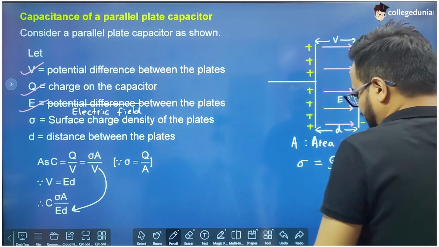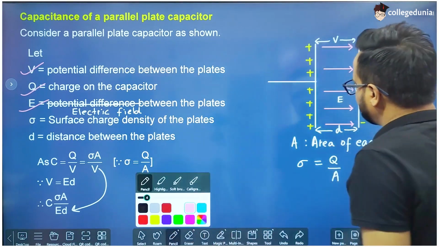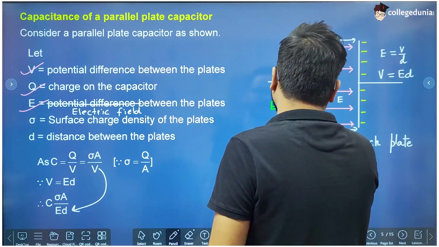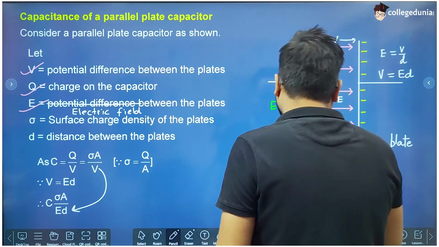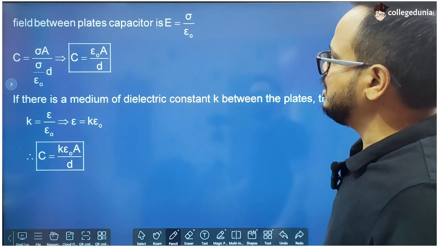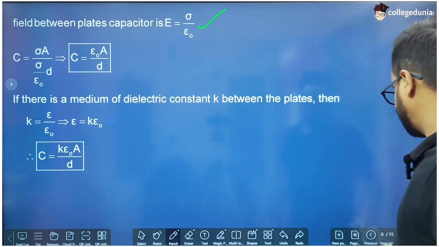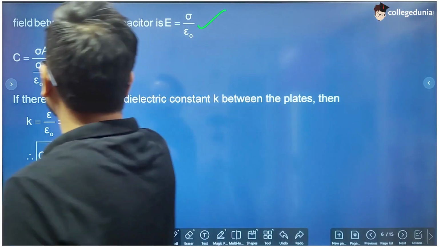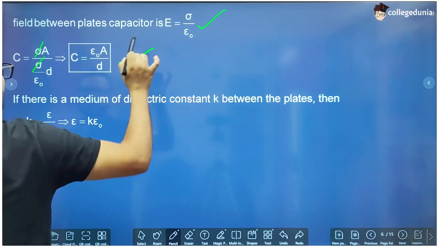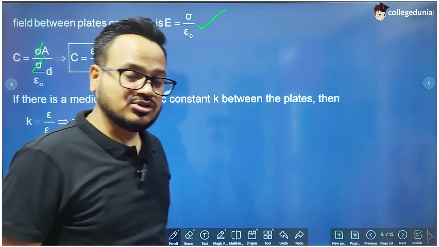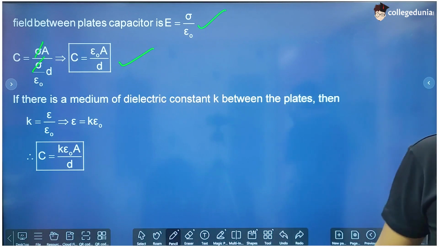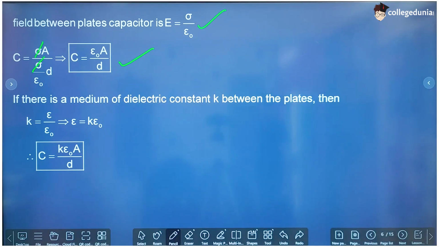And from Gauss theorem, we know that if these are two plates, one is positively charged, one is negatively charged, then the electric field between the plates E is given as sigma by epsilon naught. So in place of E, in this formula, we are going to put sigma by epsilon naught. So sigma cancels from sigma. C is epsilon naught A by D. So this is a very important formula for parallel plate capacitance. Capacitance of a parallel plate capacitor is epsilon naught A by D.